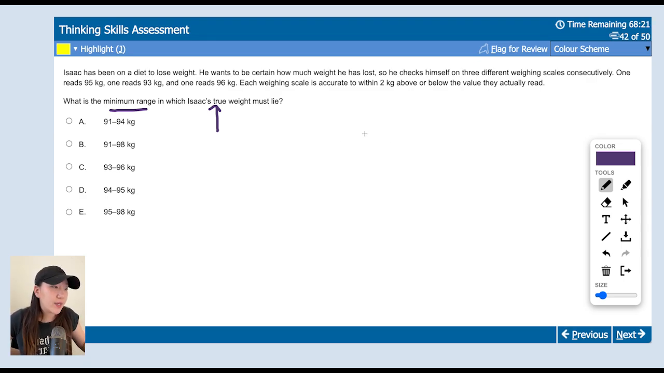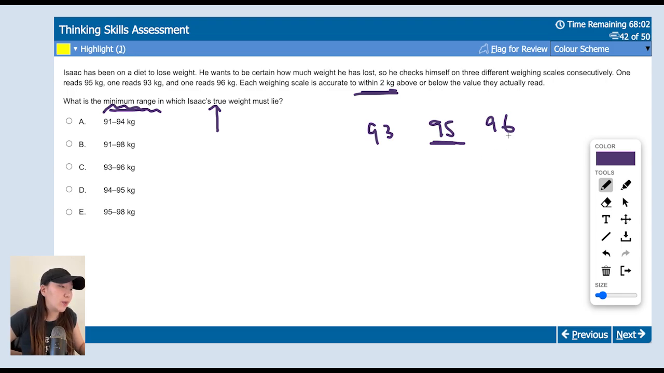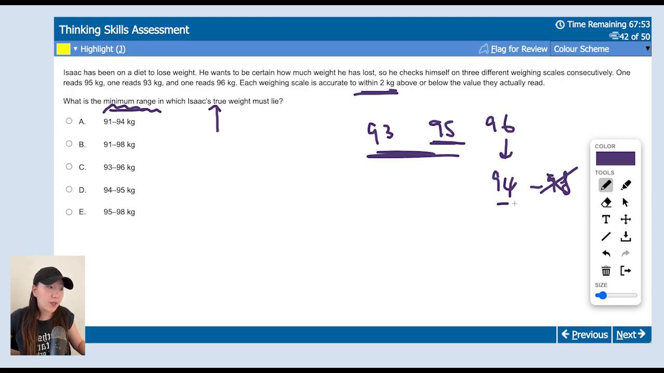So we have 3 scales, and one says 93, one says 95, one says 96, and each is accurate to 2 up or 2 below what it actually reads, and we need the minimum range, right? So what's the smallest that it could be? We kind of want to center it around the middle score. But if you think about it, 96 can basically be 94 to 98. We don't want the 98 side because that takes us further away from the ones that are smaller than it. So we're going to take this 94 number as the upper end.